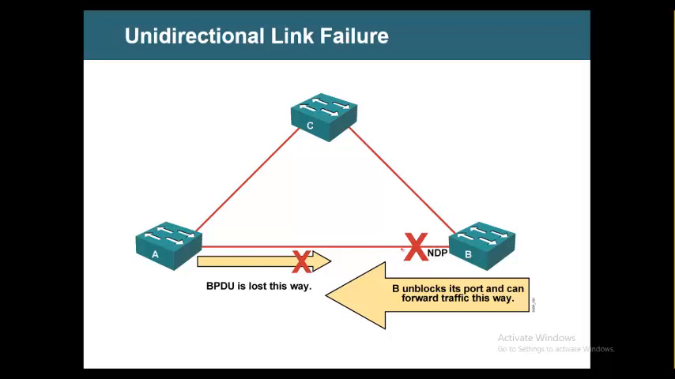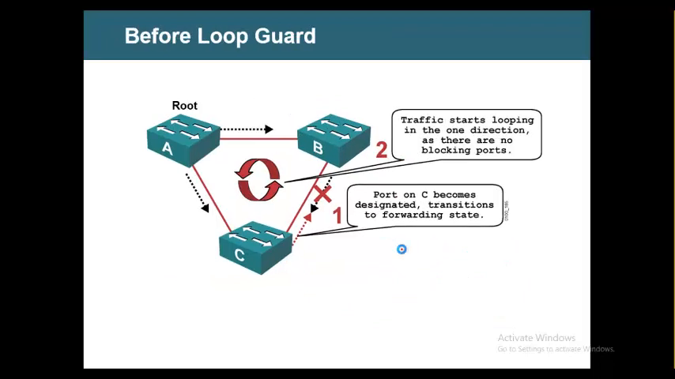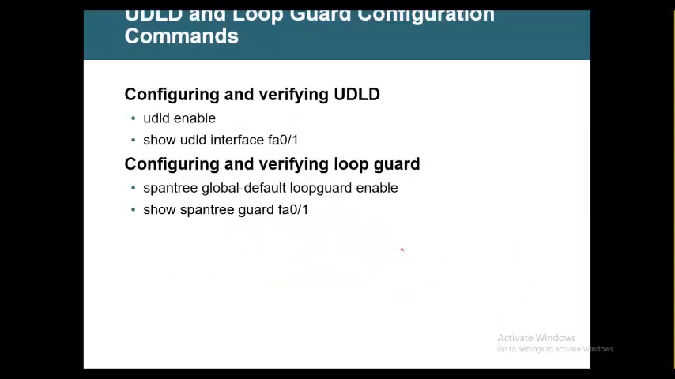What is the solution? We need to enable UDLD like this. See the top two lines: UDLD enable. That's all. So if a link failure happens, UDLD can identify that the link has failed, not the switch.